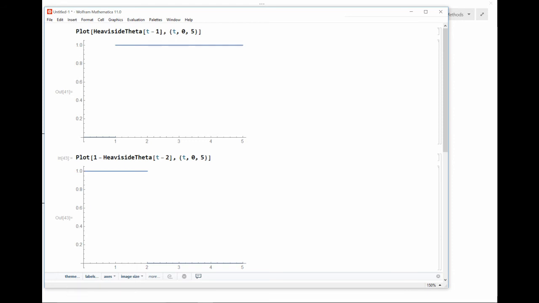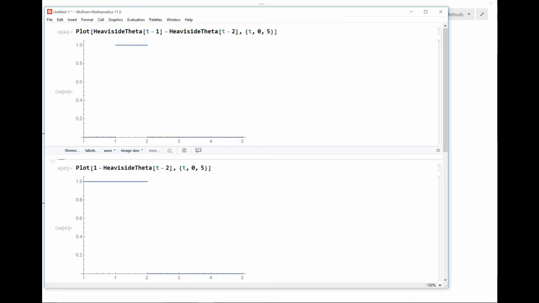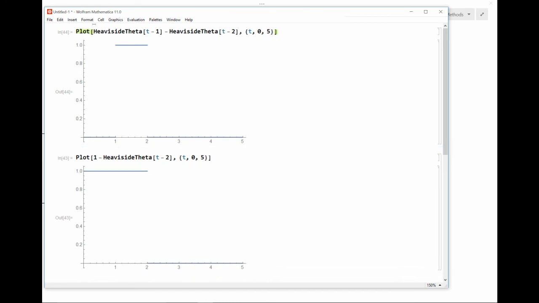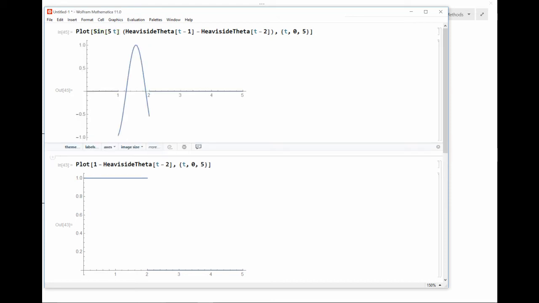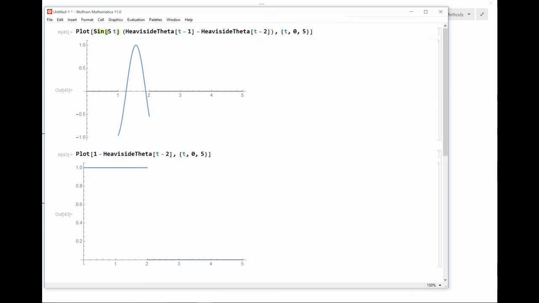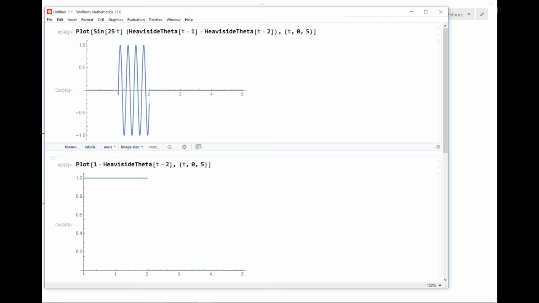So if I take my original plot and subtract Heaviside theta with t minus 2 right here, I get exactly the effect that I need. So it's a function that turns on at 1, turns off at 2. And then if I just take this whole thing and multiply it by any function, say, sine of 5t, it's going to be oscillating somewhat quickly. Well, not very quickly, let's make it very quickly. Let's make it oscillate very quickly, 25t. Well, that's what's going on here. We have a sine function, and we just turn it on at 1, turn it off at 2. And this is how you can make piecewise defined functions.